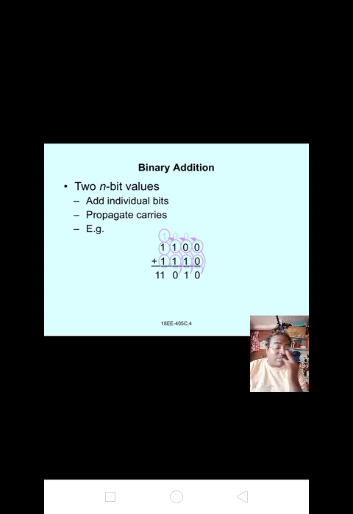Carry is, sum is 1. 1 plus 1 plus 1: what is the carry? What is the sum? Carry is 1, sum is 1. 1 plus 1: carry is 1, sum is 0. You must tell this. First of all, sum is 0 and carry is 1.